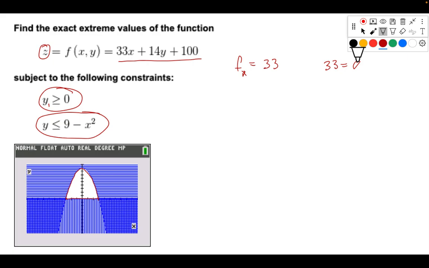Well, let's see what happens with y. A couple of these, it works out that, hey, these don't give us any points. With y, 33x is a constant, so when I take its derivative, it's 0. When I take the derivative of 14y, since I'm taking the derivative with respect to y, that gives me plus 14. Take the derivative of 100, that's 0. So again, I get a constant. If I set a constant equal to 0, it's still not 0. There's no solution here. There are no critical points from this particular one.